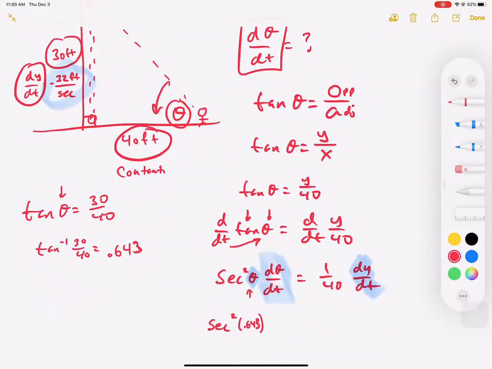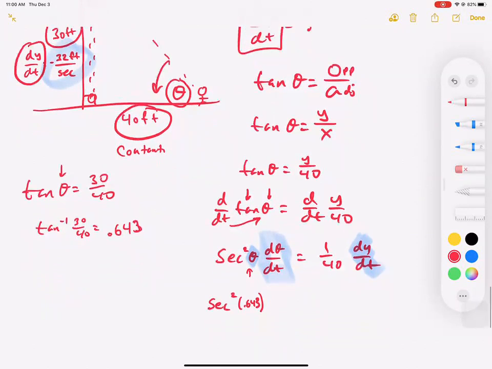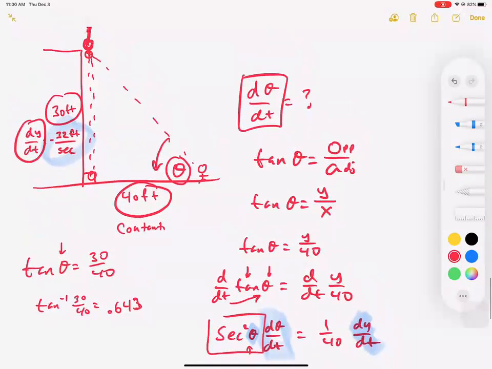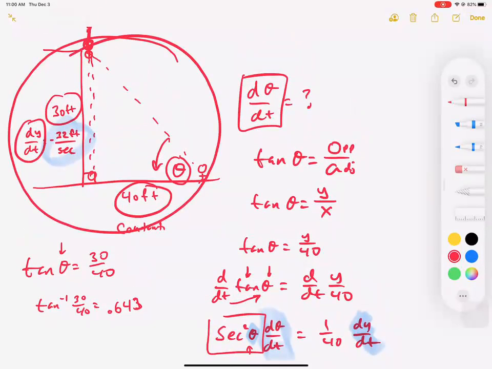But there is a trick here. Aren't we going to just take the secant of this angle anyways? Look at this triangle, please. What is the secant of that triangle? 30, 40, this is going to be 50, okay? Everyone, please tell me, what's the secant of this triangle? Secant is hypotenuse over adjacent. So what's the secant of this triangle? 5 over 4. Everyone cool with that?